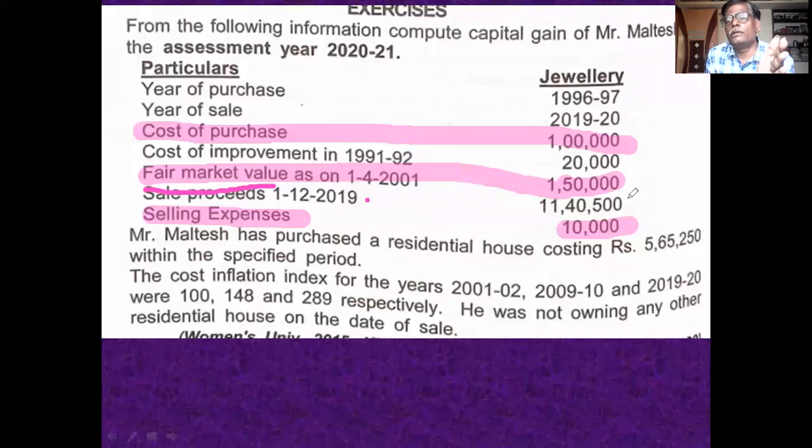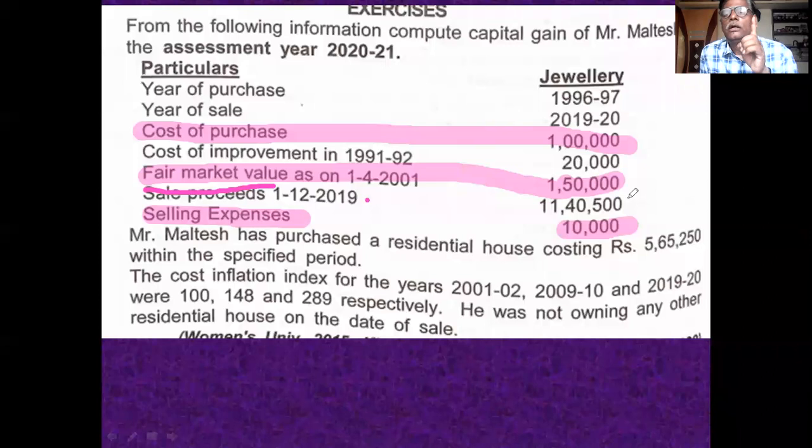If the cost of acquisition date is after 1/4/2001, you take the cost directly. Remember this. If the cost of acquisition year is before 1/4/2001, then you have to compare 2 points. One is cost of acquisition, another is fair market value on 1/4/2001. Clear? Whichever is more, you take. This is the third point in your table.